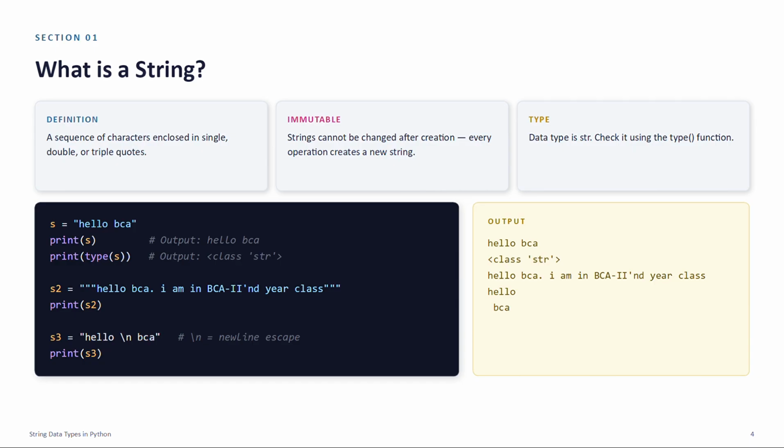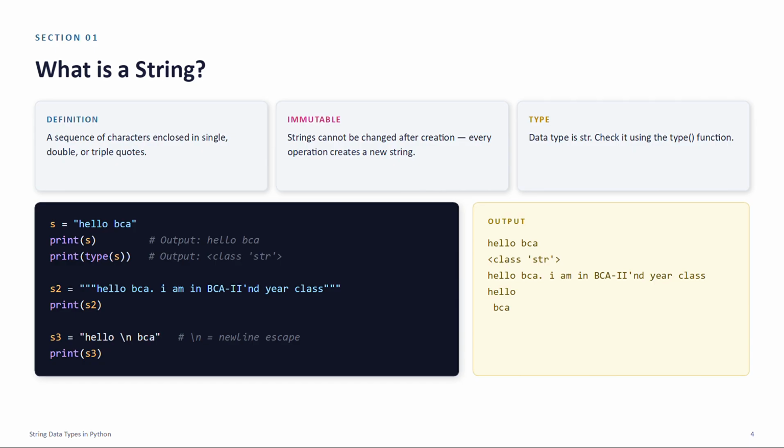Let's move to the next variable, that is s3. Now slash n is what we call an escape sequence. Slash n is used for a new line. So if you print the variable s3, hello will be printed on one line and BCA will be printed on the next line. Think of slash n like pressing the enter key on your keyboard.